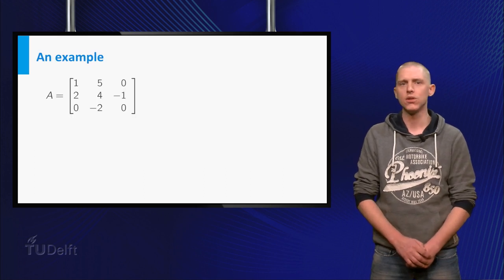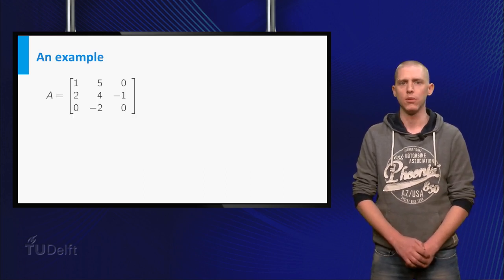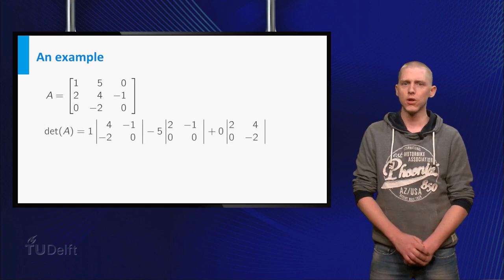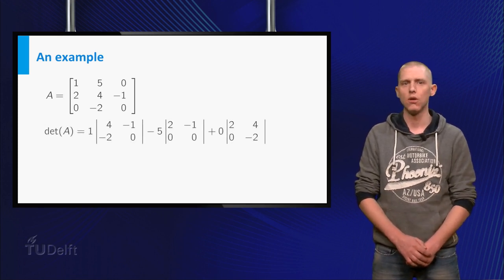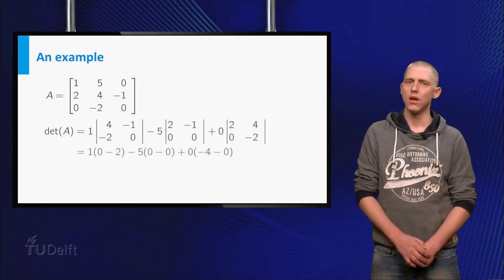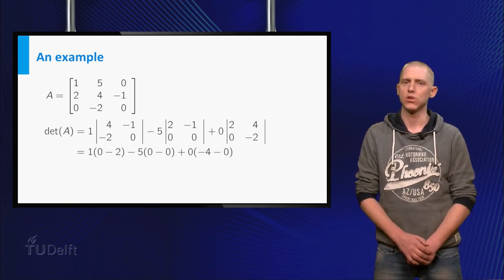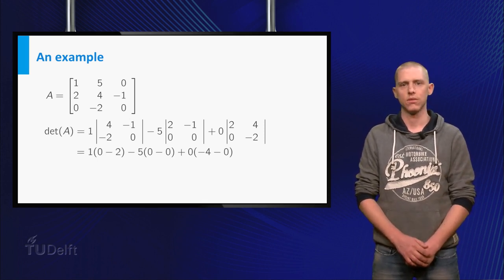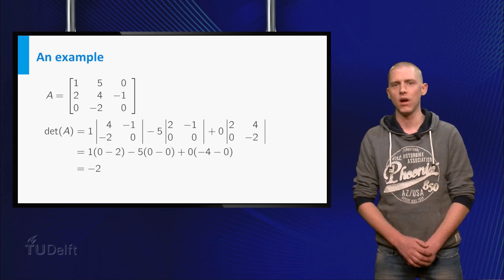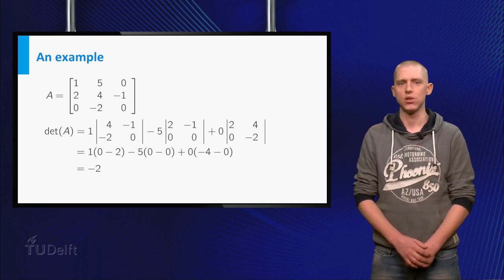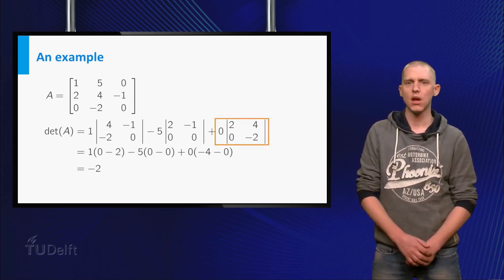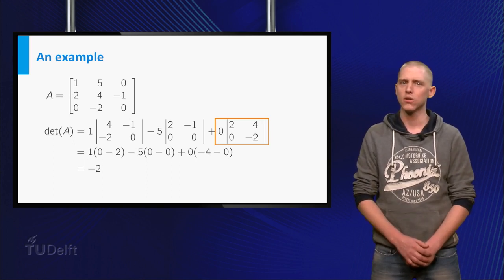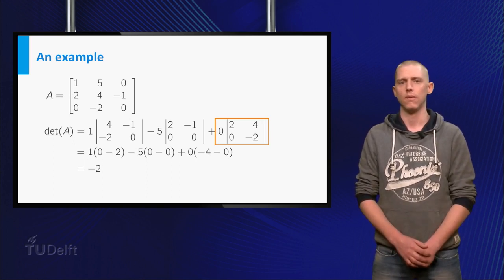Now you can calculate a determinant. Let's do a 3 by 3 matrix first. First, you do the cofactor expansion over the first row. Then, you use the formula for the determinant of 2 by 2 matrices. Finally, you simplify and end with the value minus 2. In this example, you can see that the third cofactor is multiplied by 0.